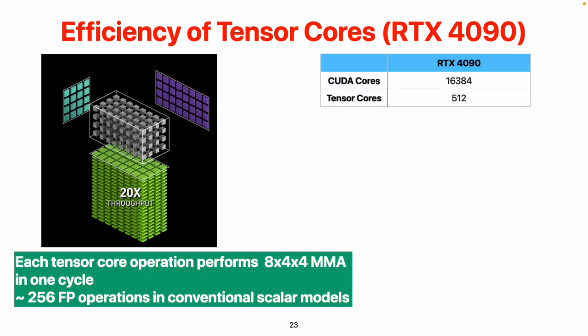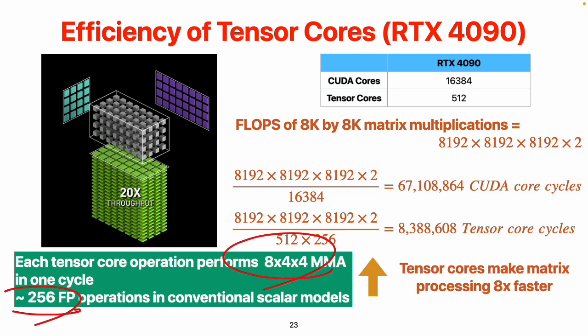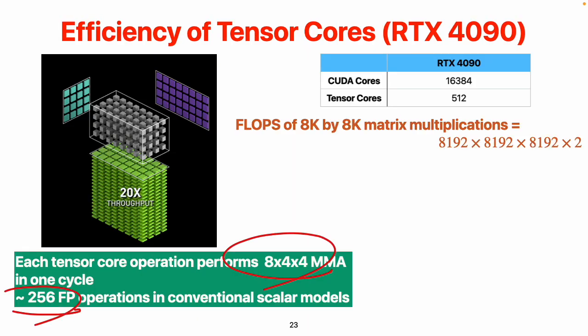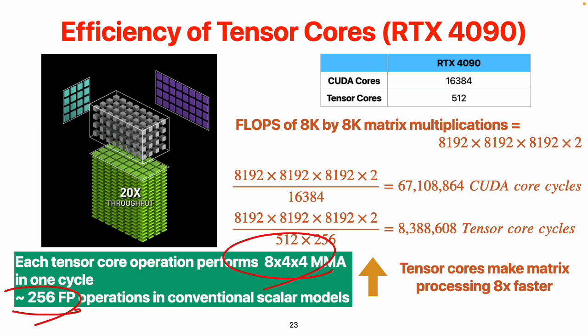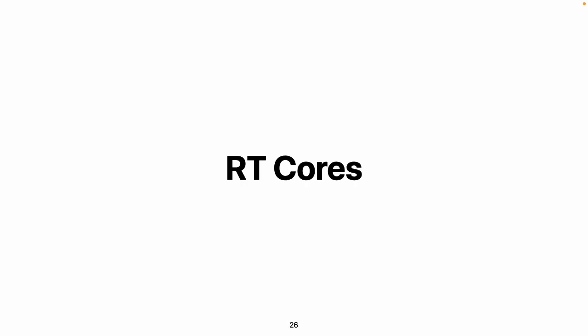And even for 4090, they changed the size of tensor core operations to 8 by 4 by 4. So each tensor core, if you partition that size correctly, can perform 256 floating point operations. So you can see they still maintain an 8 times difference between CUDA core and tensor core performance in 4090. And this is the tensor core architecture.